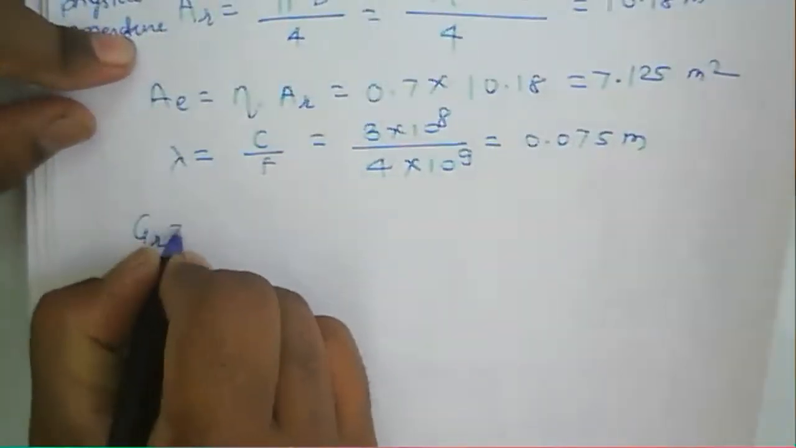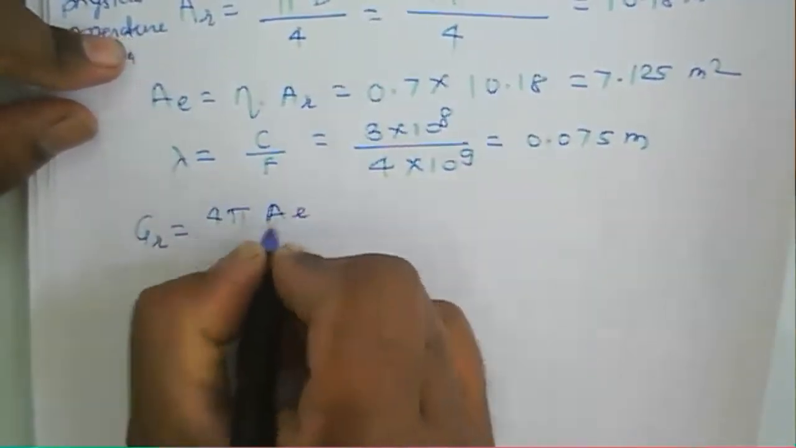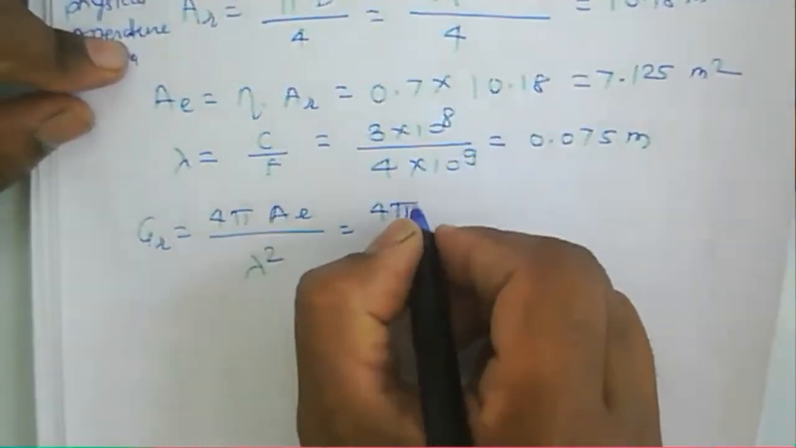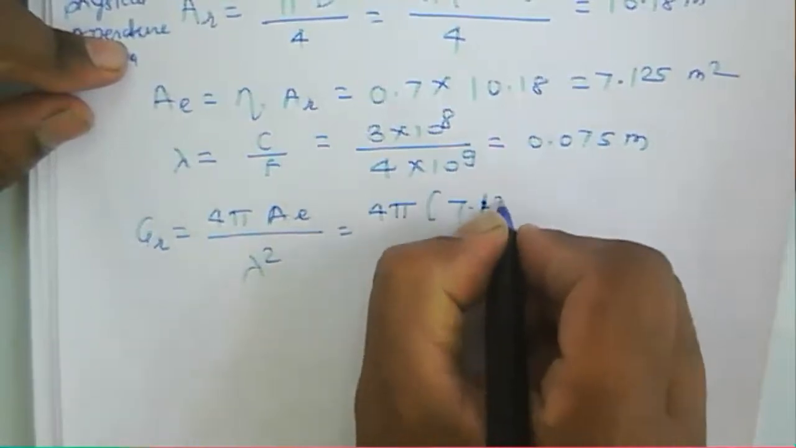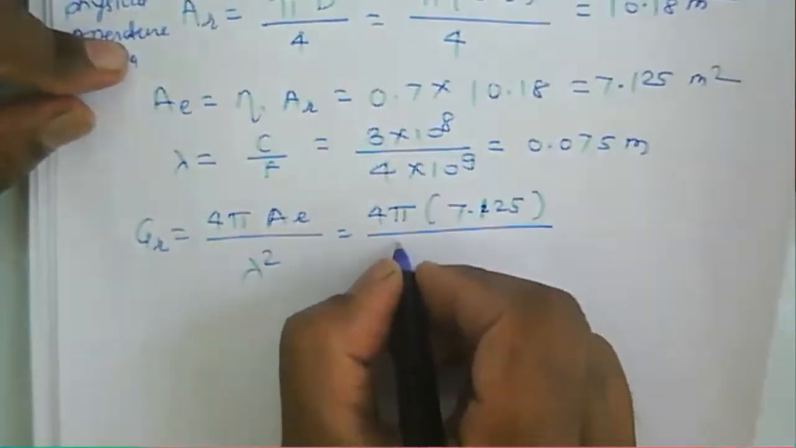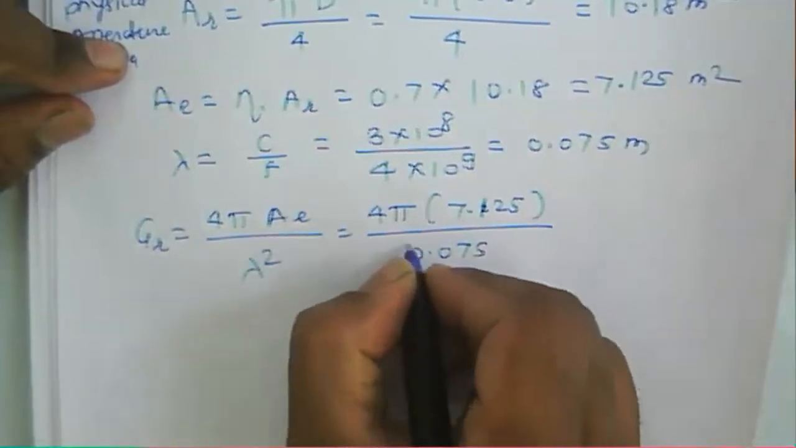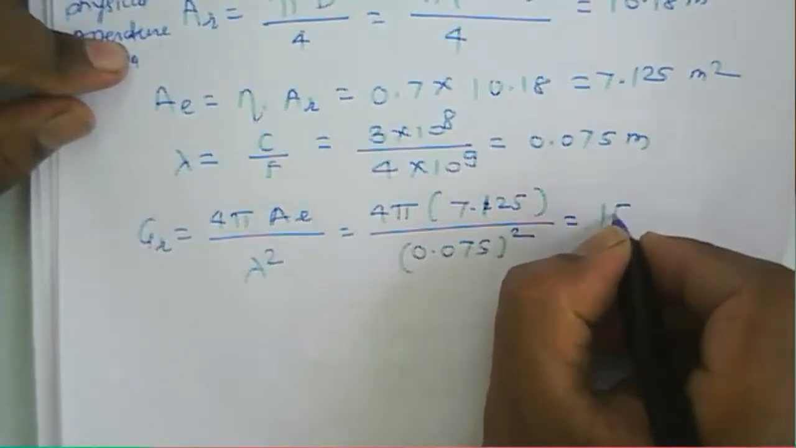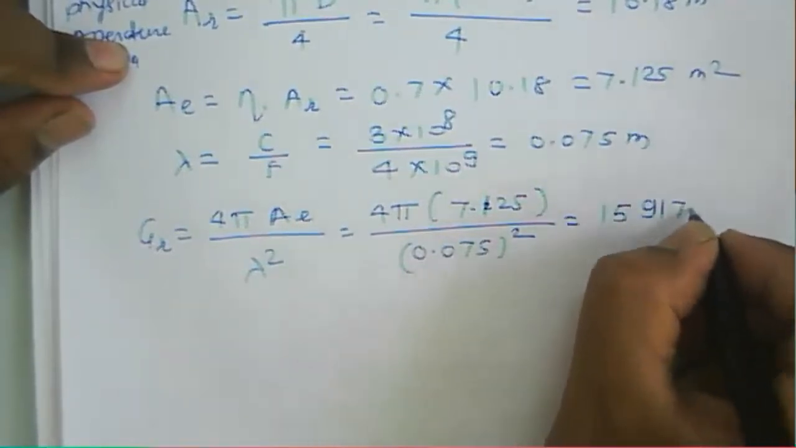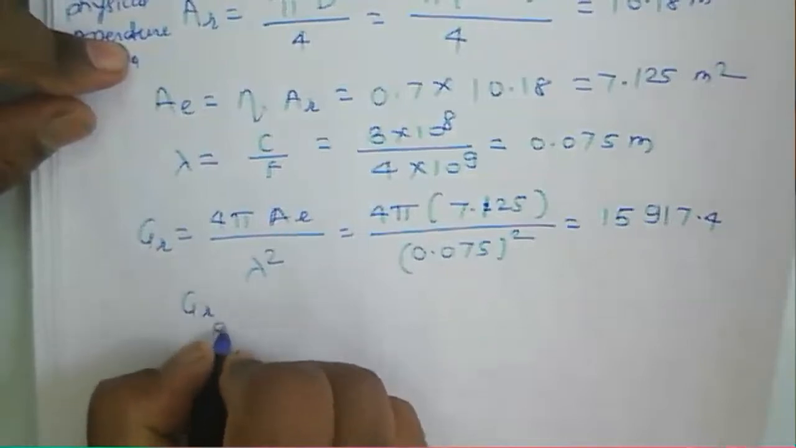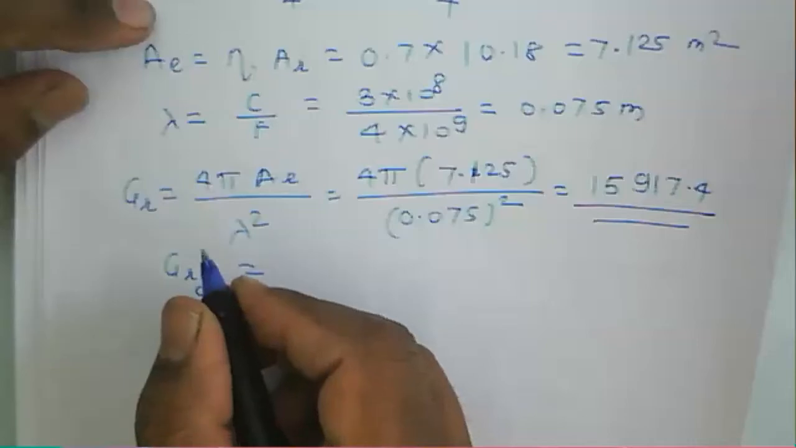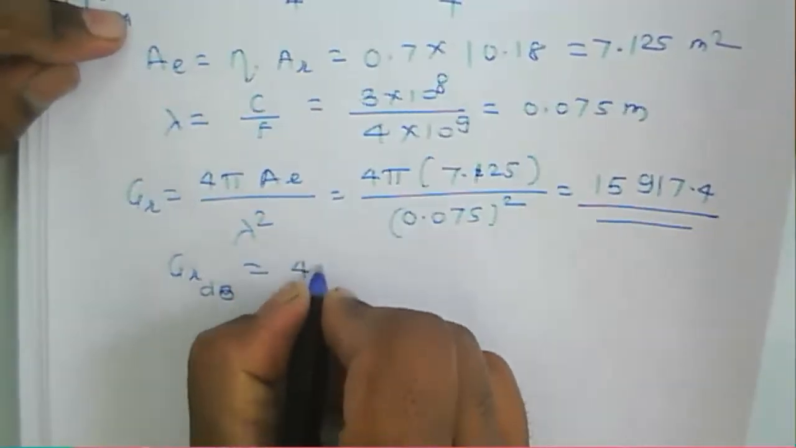Now put the values in the equation of gain of a receiving antenna. That will be 4 pi into 7.125 divided by lambda square, that is 0.075 squared, which is equal to 15917.4. Then gain in dB is 10 log of this term. So the gain in dB is equal to 42 dB. That is the gain here.